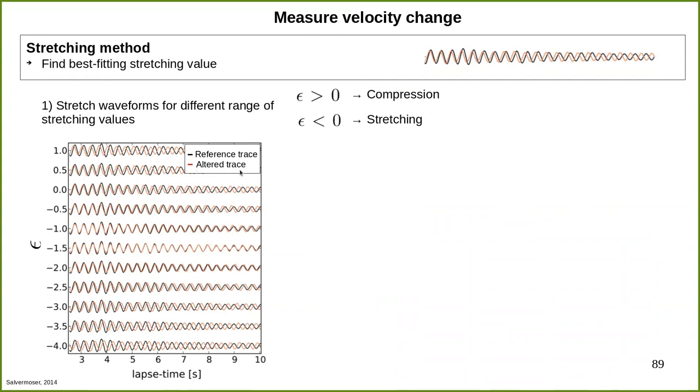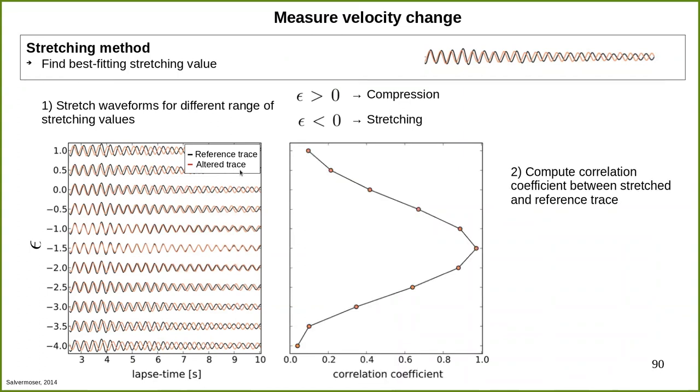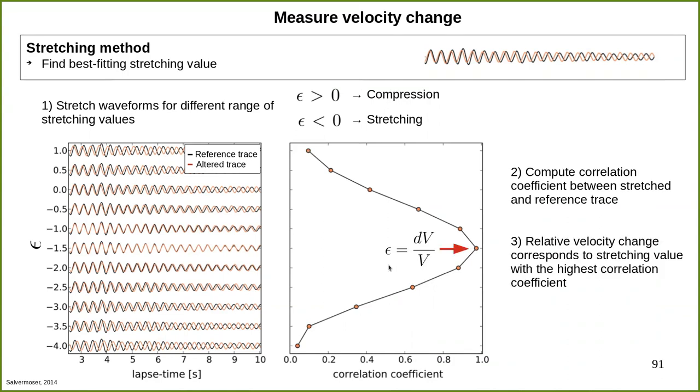For each stretching value, we now compute the correlation coefficient between the reference trace and the altered trace, as shown here. The true velocity change then corresponds to the stretching value with the highest correlation coefficient. So here, for example, we will choose a stretching value of minus 1.5, since here we obtain the best similarity between the altered trace and the reference trace.